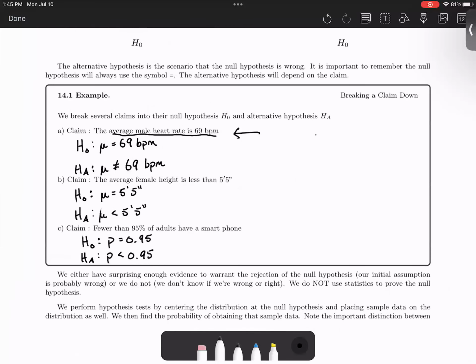So in short, if you have a claim that has, whether it be about an average or a proportion, if it's equality, then the null hypothesis will also be the equality. The alternative is going to be not equal to. If your claim is just about one side of the distribution, less than or greater than, then again, the null hypothesis is always going to be equal to, but the alternative will match the original claim. It will either be less than or greater than.